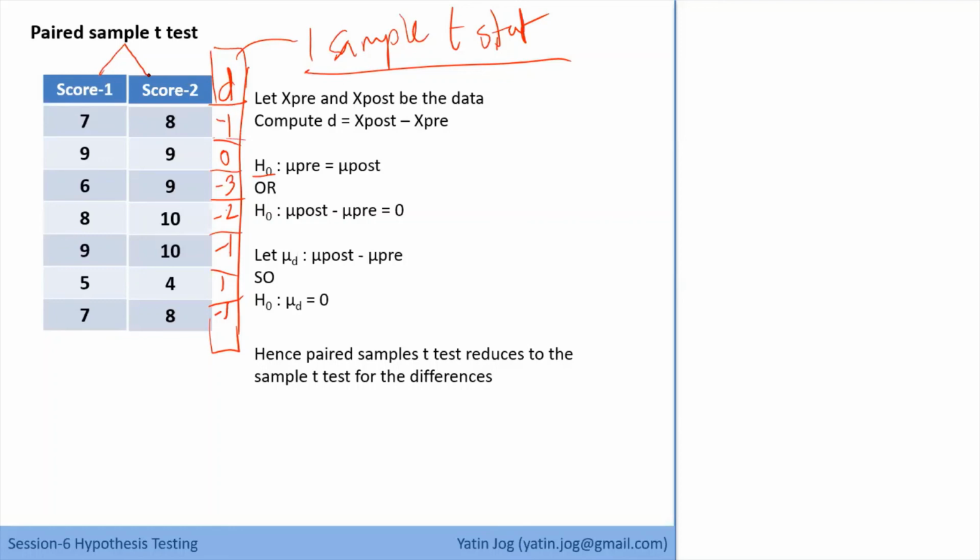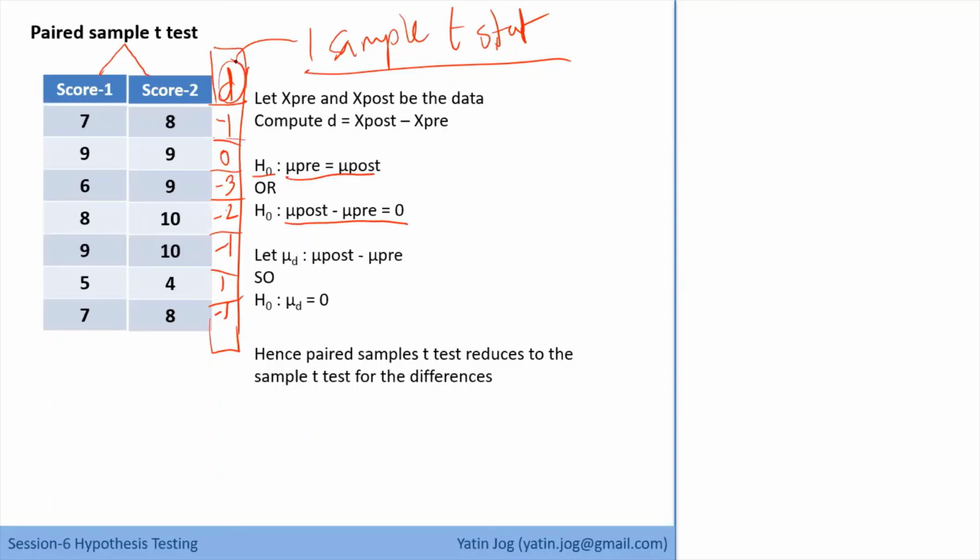There is no significant difference in the mean score of test 1 and the mean score of test 2. That means mu pre is equal to mu post. There is no significant difference in pre and post mean values. That means mu pre equal to mu post, or I can say H naught is mu post minus mu pre equal to 0, or mu pre minus mu post equal to 0, anything. Correct? That means the difference is 0.